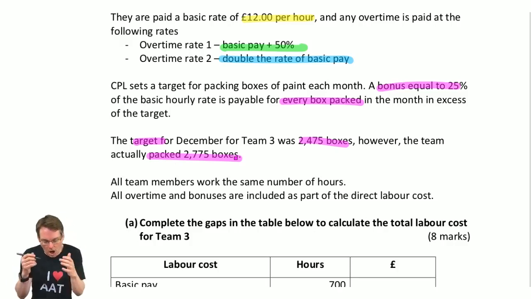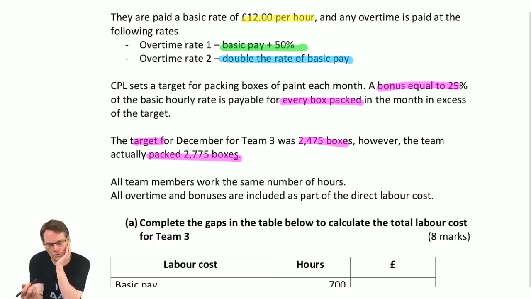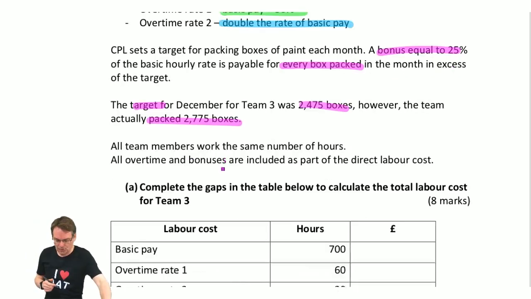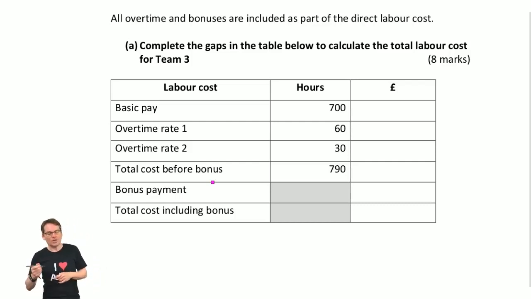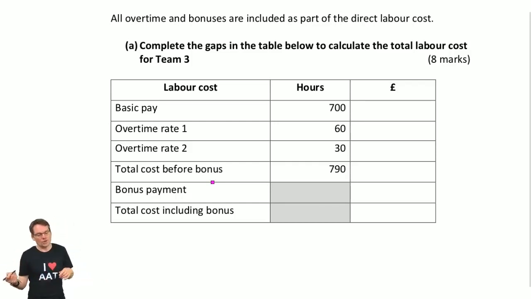Now, whenever we are doing a question like this, the first thing we need to do is make very clear exactly what it is that we are being asked to do. So, for example, when we are looking at task A, we are simply being asked to say, how much will it cost them to pay the overtime at rate 1? How much will it cost the company? How much will it cost the employer? And how much will it cost them to pay the overtime at rate 2?